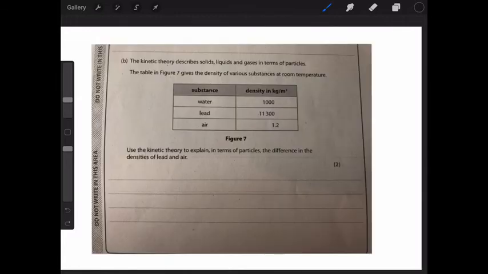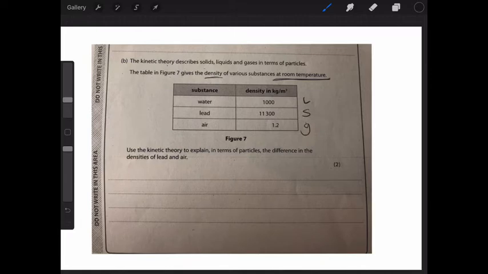The first thing that jumps out at me is there is a table. When there is a table in a question, you're going to have to refer to it. So I'm bearing that in mind before I even read what the question is. So looking at the question, it's reminding us about solids, liquids and gases in terms of particles, and it's all about the density of these substances that are all at the same room temperature. So that means at room temperature, water is going to be a liquid, lead is going to be a solid, and air is going to be a gas.